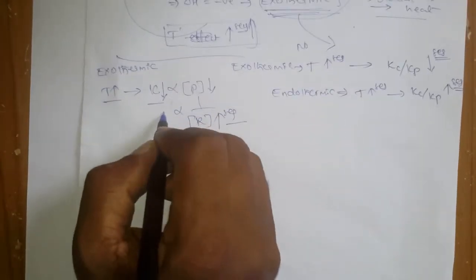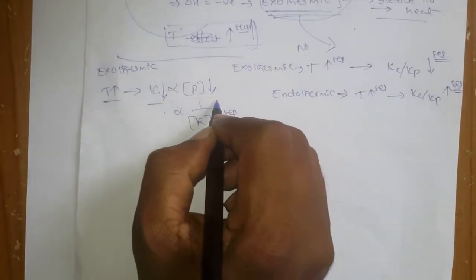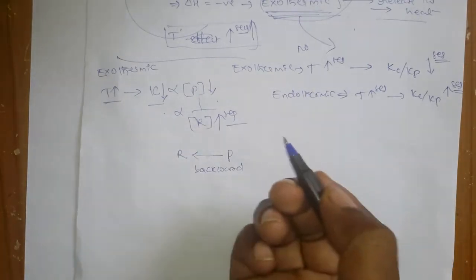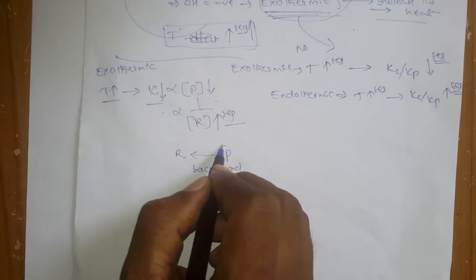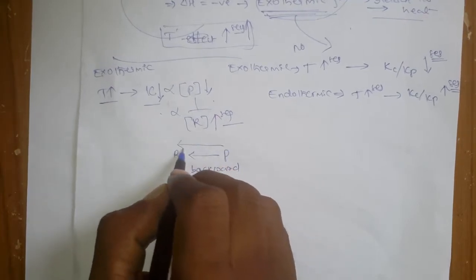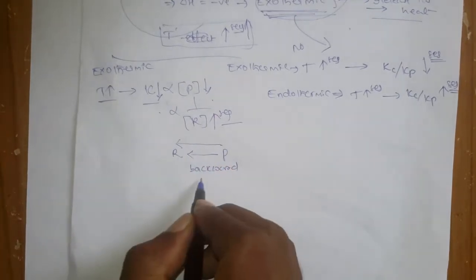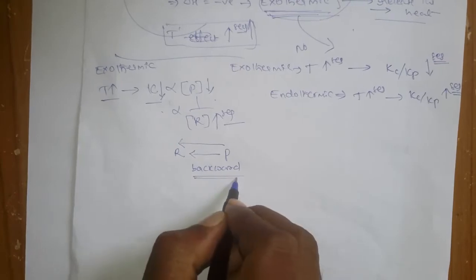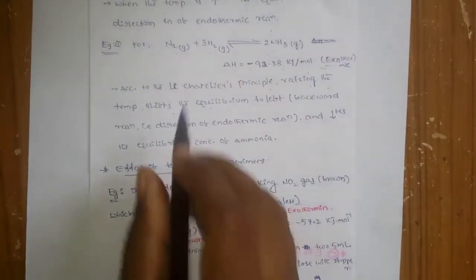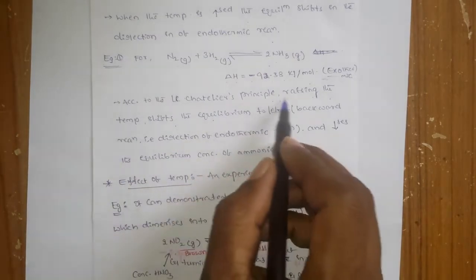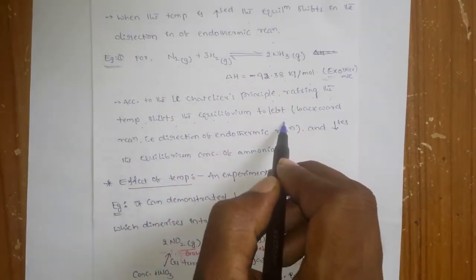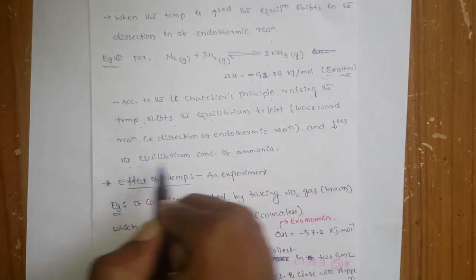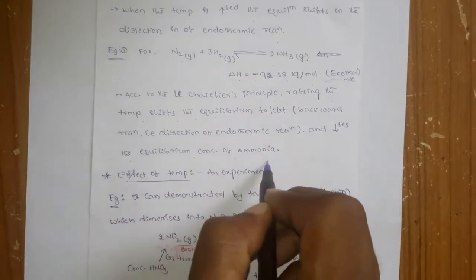So if the equilibrium constant decreases, the product concentration decreases and the reactant concentration increases. So what can we understand? Here the product concentrations are converting into reactants. So that means the reaction is taking place backward. Okay. So here it is: raising the temperature shifts the equilibrium to the left and decreases the equilibrium concentration of ammonia.